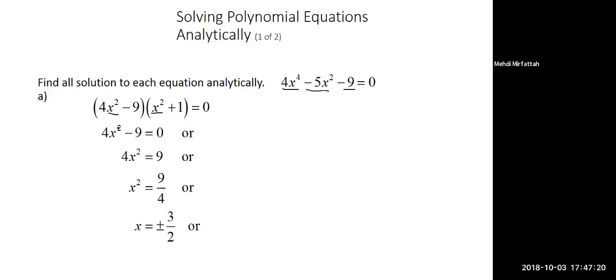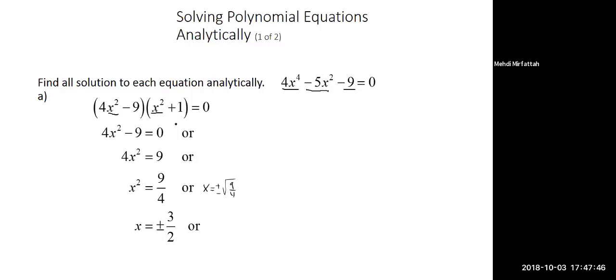So we let each of these be equal to 0. 4x squared minus 9 equals 0. In this case, we isolate x. We get 4x squared is equal to 9. X squared would be equal to 9 over 4. So x would be equal to plus and minus radical 9 over 4, which turns out to be plus and minus 3 over 2.